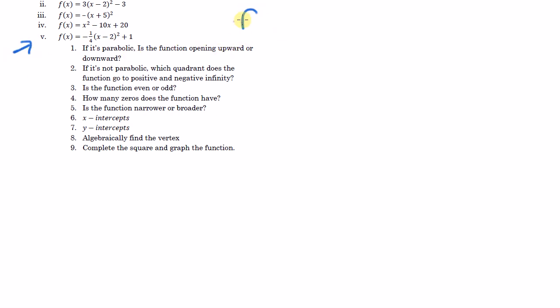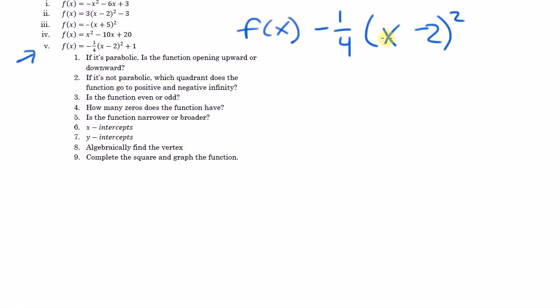f of x is -1/4 times quantity x minus 2 squared plus 1. Alright, so this one is parabolic and it opens downward. It has a negative sign here. This one doesn't apply. The function is even. How many zeros does the function have? Up to 2. We'll answer this question last.